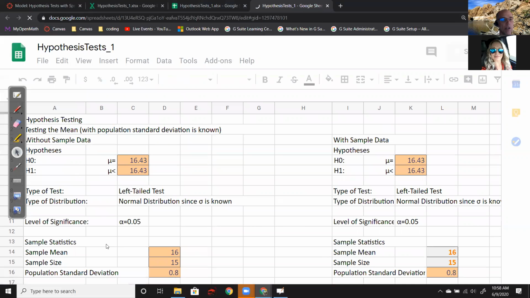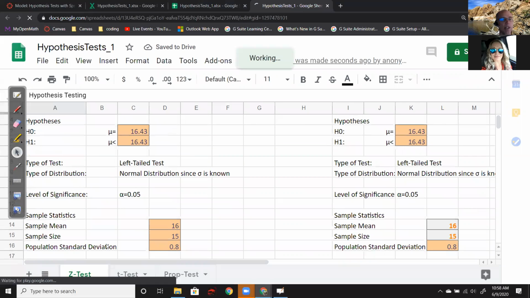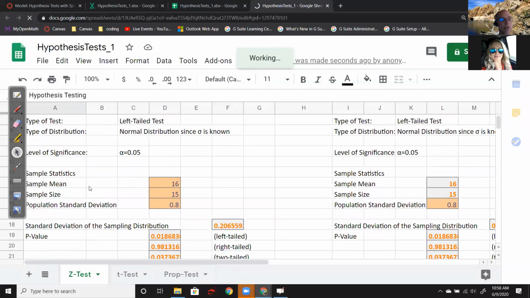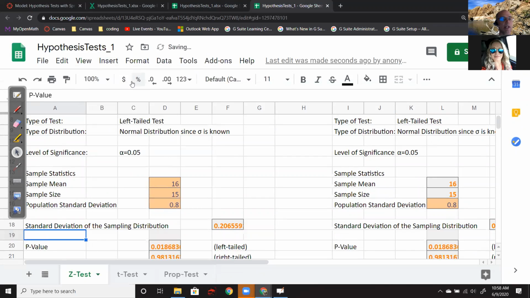And then I should be able to go down to the z-test row 19 and add a place for the test statistics. So p-value, I want to insert a row above that. And then here is where I'll put the test statistic. And it is a z-score, so I'll write z equals, and then in the next cell, I'll put that calculation.